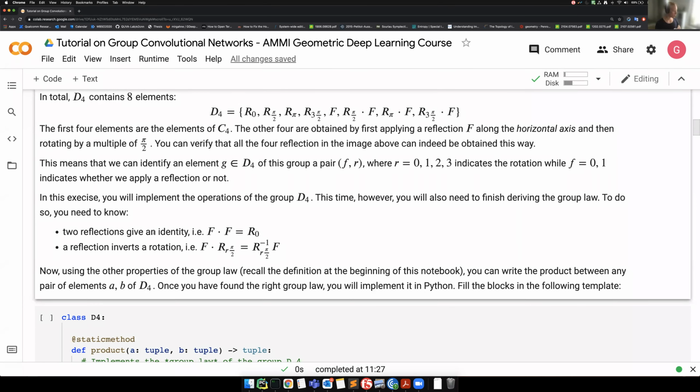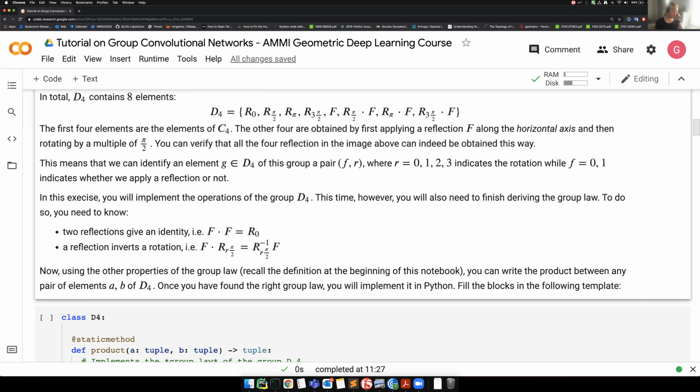It didn't change. Second, if you have a reflection followed by a rotation, it is the same as a rotation followed by a reflection, which is the same as first doing the reflection and then doing the opposite rotation. So if we take our mug again, we can either first rotate it by, say, 90 degrees and then apply our reflection, or we can do a rotation by minus 90 degrees and then apply our reflection. No, I did it the wrong way, sorry. It was first reflection and then the rotation.